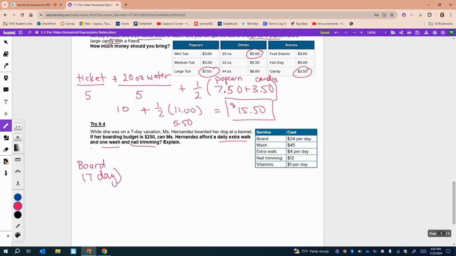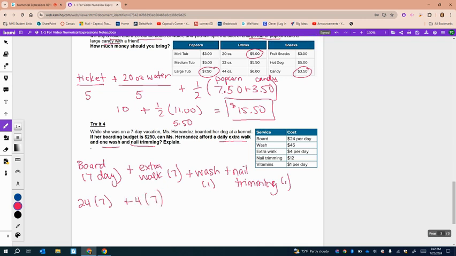The other thing, we're just wondering if we have an extra walk. And that's going to be 7 of them, right? Because that's daily. Daily means every day, right? One wash. Not just going to be one. And then one nail trimming. And that's going to be 1 as well. All right, let's see how much all this is going to work out to be. So boarding, we have $24 a day for 7 days. Plus the extra walk is $4 a day for 7 days. The wash is going to be $45. And the nail trimming is going to be $12.